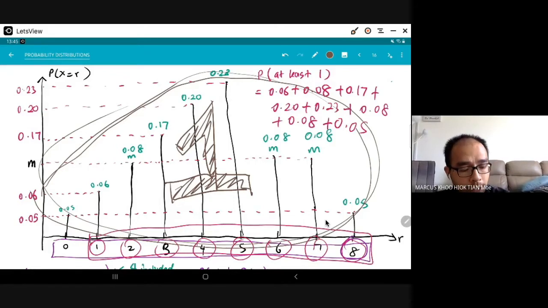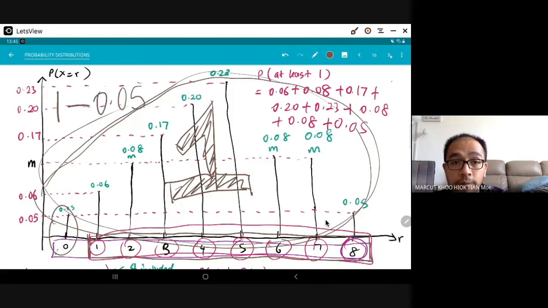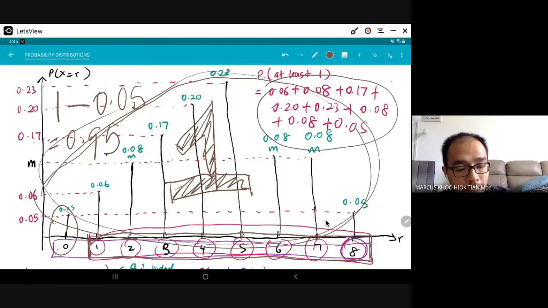So kalau you mau cari ini semua, 1 sampai 8 dengan cara shortcut, kamu ambil semua 1 minus, sebab semua adalah 1. 1 minus yang tertinggal lah 0.05. Okay, sebab bakinya adalah daripada 1 sampai 8, jumlah daripada 1 sampai 8. 1 minus 0.05 will give you 0.95. You do this method or you do this method, you will still get the same answer, 0.95.